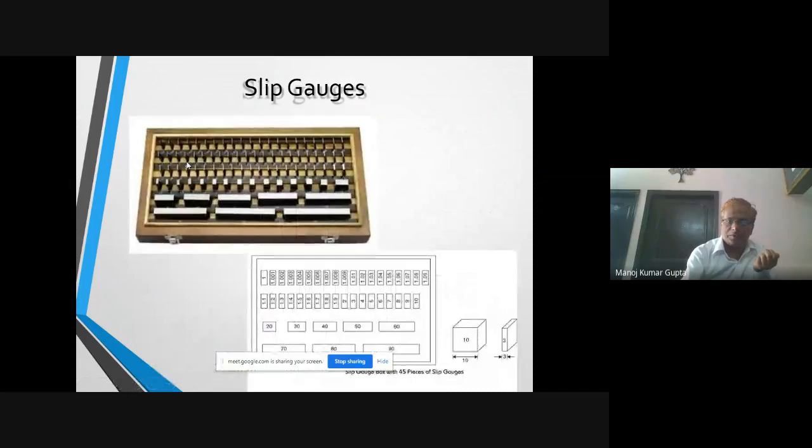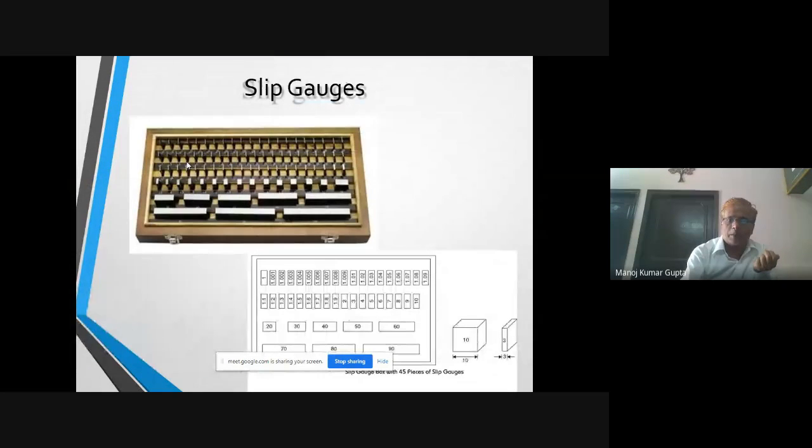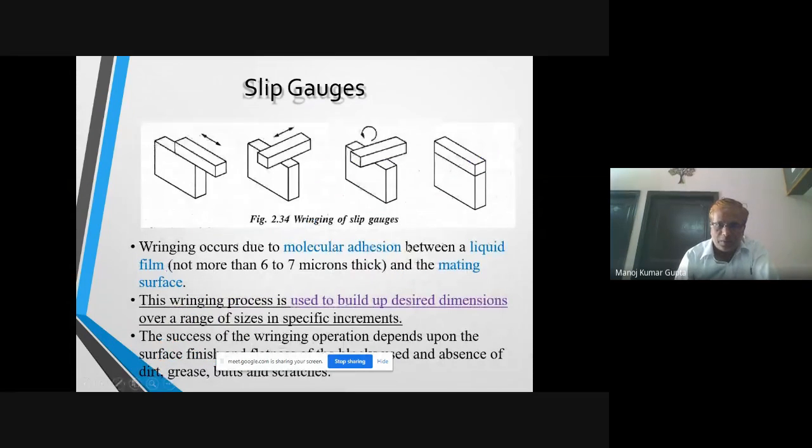Earlier it was the telescopic gauge. Now this is the slip gauge. These are the slip gauges. Its dimensions are given: length, width and thickness or depth. These are the slip gauges. The ringing process is used to build up the desired dimension over a range of sizes in specific increments.